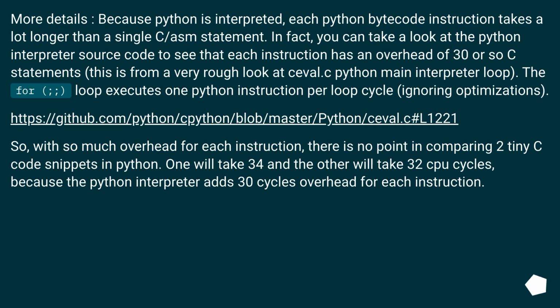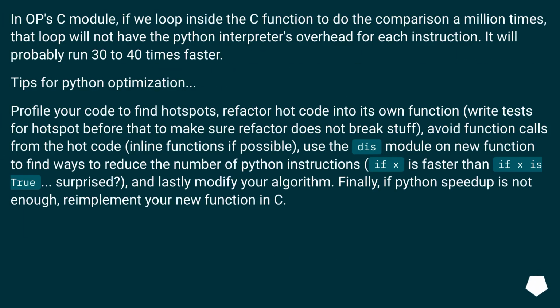So, with so much overhead for each instruction, there is no point in comparing two tiny C code snippets in Python. One will take 34 and the other will take 32 CPU cycles, because the Python interpreter adds 30 cycles overhead for each instruction. In the opc module, if we loop inside the C function to do the comparison a million times, that loop will not have the Python interpreter's overhead for each instruction. It will probably run 30 to 40 times faster.